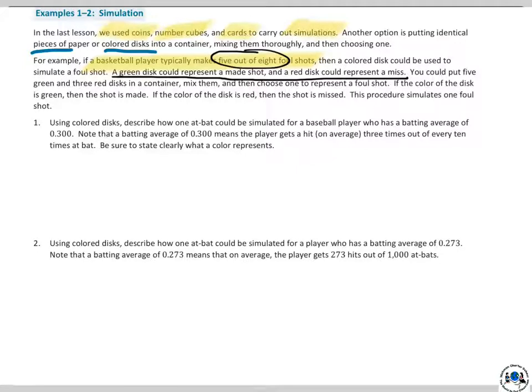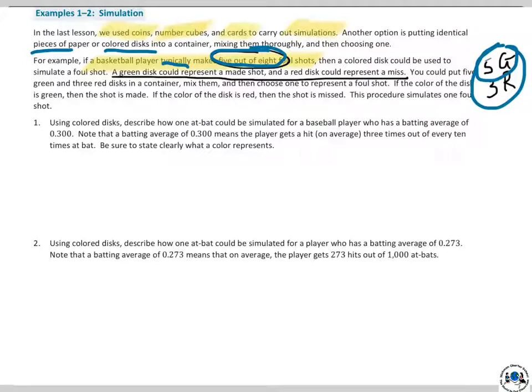So why would you do that? Why would you put 5 green and 3 red into a container? Think about that for a second. Yeah, exactly. It goes along with this right here because this person is making 5 out of every 8 foul shots generally, so on average, typically. Never a guarantee. Always remember that. So you have 5 green and 3 red. Therefore, this is 5 out of 8 because you have 5 out of the total, which is 8. 5 times he's going to make it, 3 times he's going to miss it, typically.